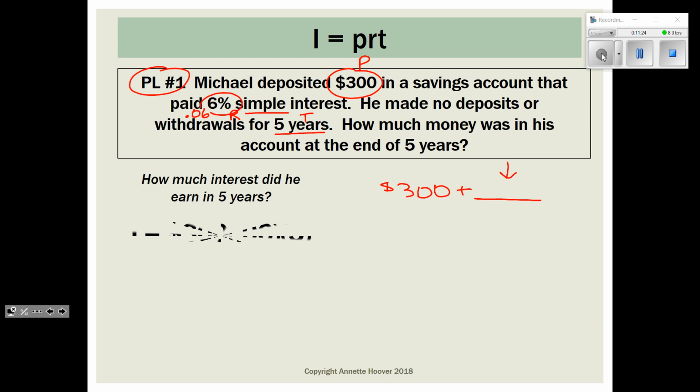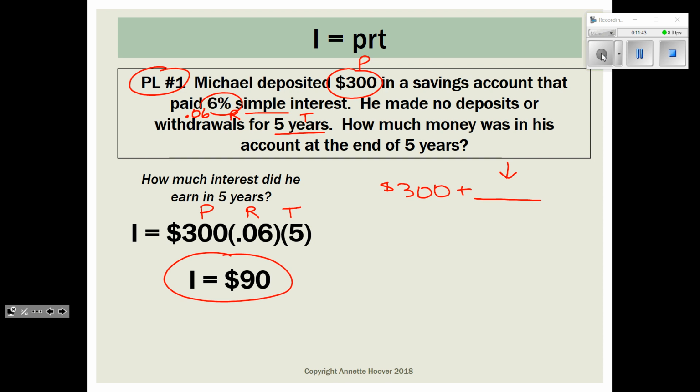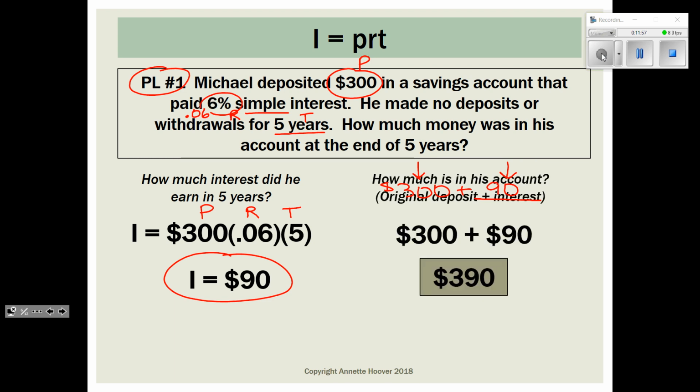So let's plug these numbers into our equation. The amount of interest equals the principal times the rate times the time. We multiply these three together. We find out that he earned $90 in interest. Now, had the question been, how much interest did he earn? He earned $90. But that's not what it's asking. How much money was in his account? It was the original deposit and the $90 that he earned in interest. So how much is in his account now? $390. So you have to read the problem, think about what it's asking, and then answer appropriately.